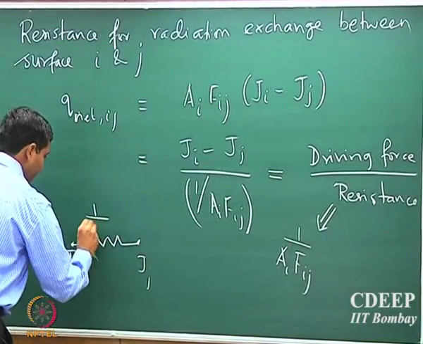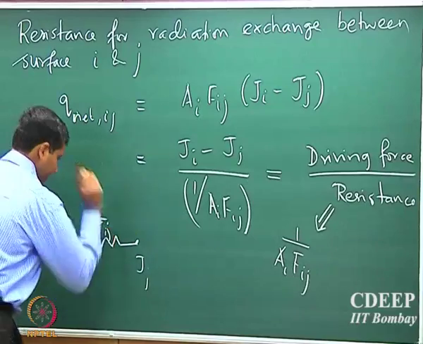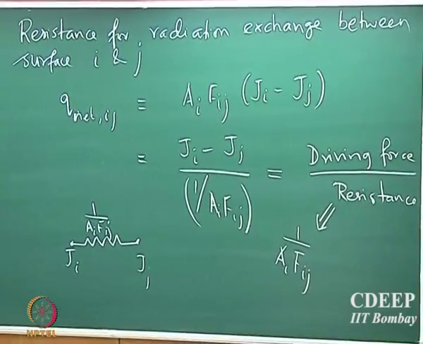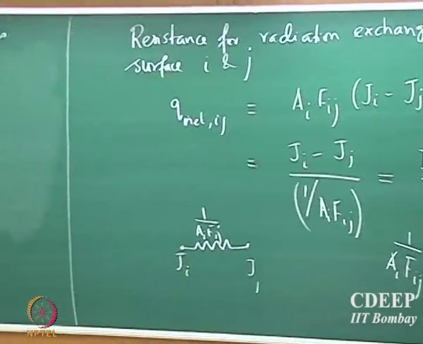Ji to Jj with 1 by Ai Fij. So, that is the resistance which is offered for radiation exchange between surface i and surface j, whose total emissions are Ji and Jj. Now, based on these two resistances, we can construct the resistance network for the whole system.